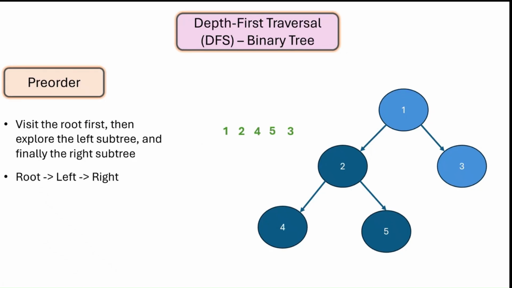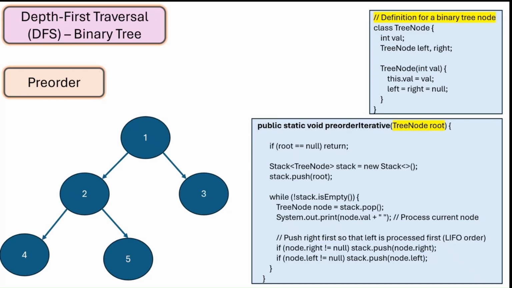Let's understand the implementation of pre-order traversal using an iterative approach. If you see here, this is the class TreeNode, which is storing the value and left and right pointers for the left child and right child. This is the function logic for the iterative pre-order implementation.